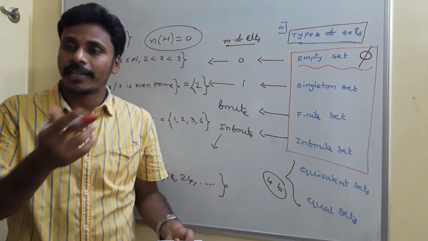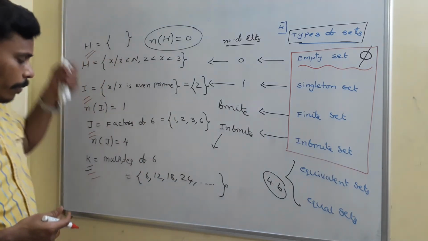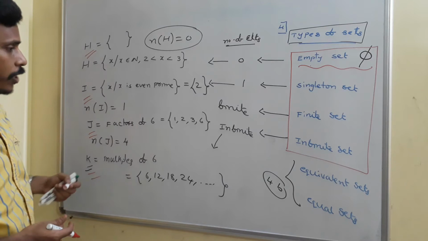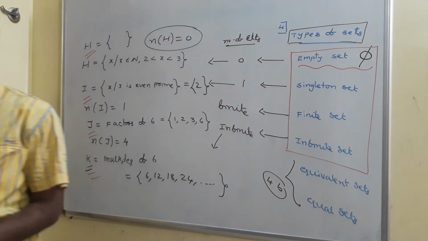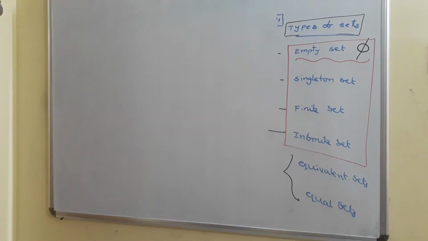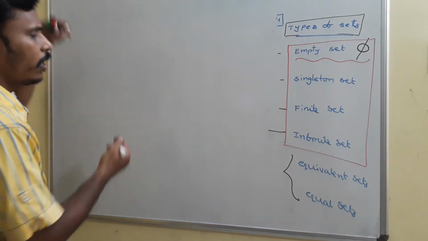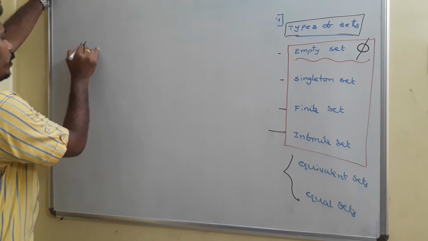In the last class I mentioned different examples for the theory from A to G, and now I am continuing from H to K. Just have a look, and then I move to 4B, where we need to discuss equivalent sets and equal sets.